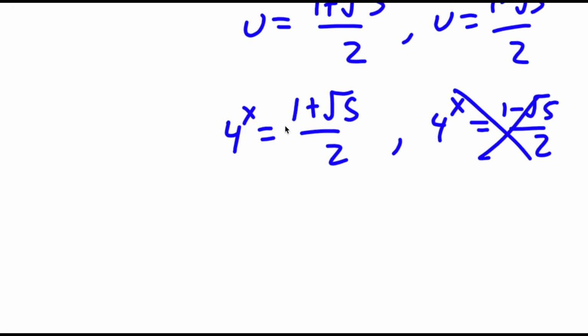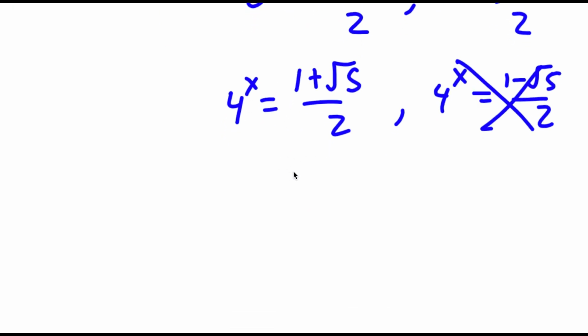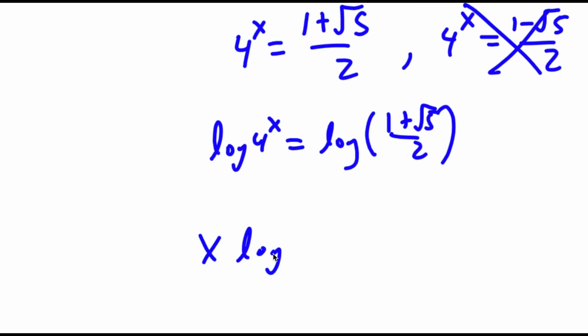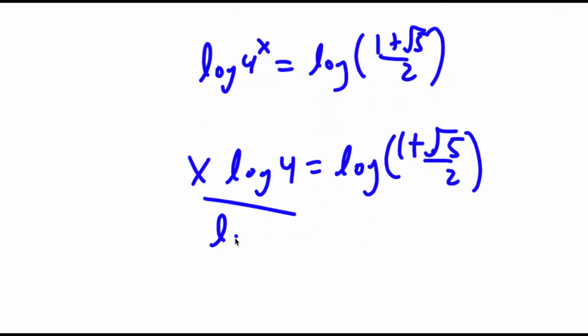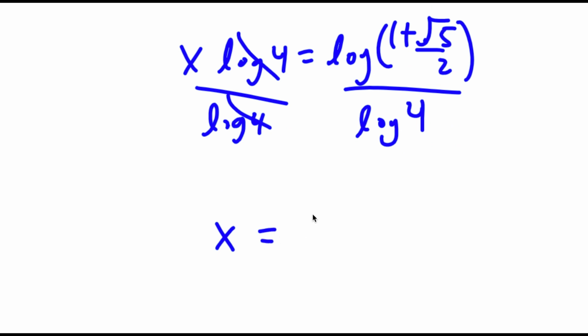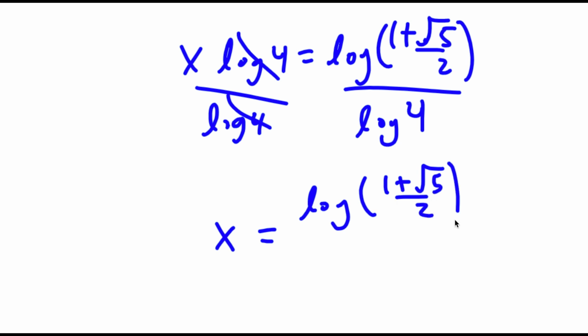So I'm left with 4 to the power of x is equal to (1 plus the square root of 5) over 2. And to solve this, I'm going to take the log on both sides. So now I have x times log 4 is equal to log of (1 plus the square root of 5) over 2. Now if I divide both sides by log 4, these two cancel out, and I get x is equal to log of (1 plus the square root of 5) over 2, over log 4.